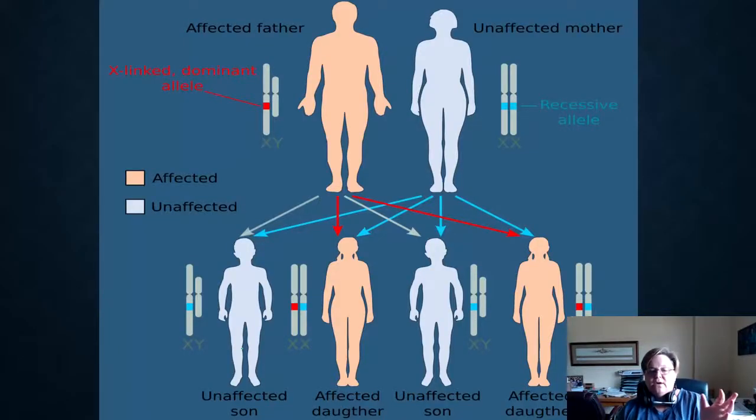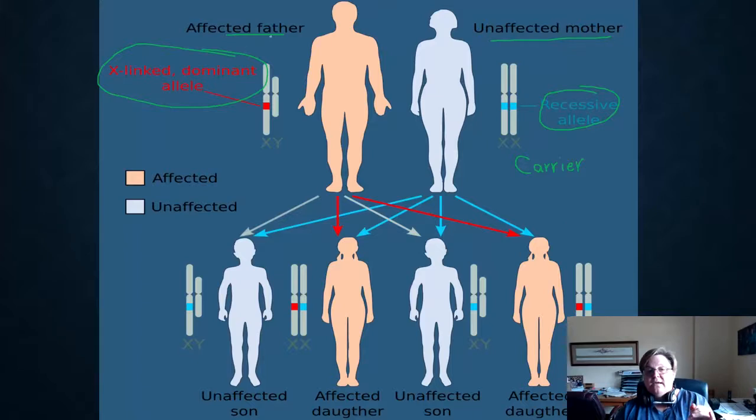So here we're going to talk about sex-linked. We have an X-linked dominant allele, and that's in dad. And mom has a recessive allele. So she doesn't have the disease, but dad does. So dad's affected, he has the disease. Mom is unaffected, she does not, but she's a carrier. So we call mom a carrier because she has the gene, but she does not have the disease. But because she has the gene, she can pass this on to her kids.